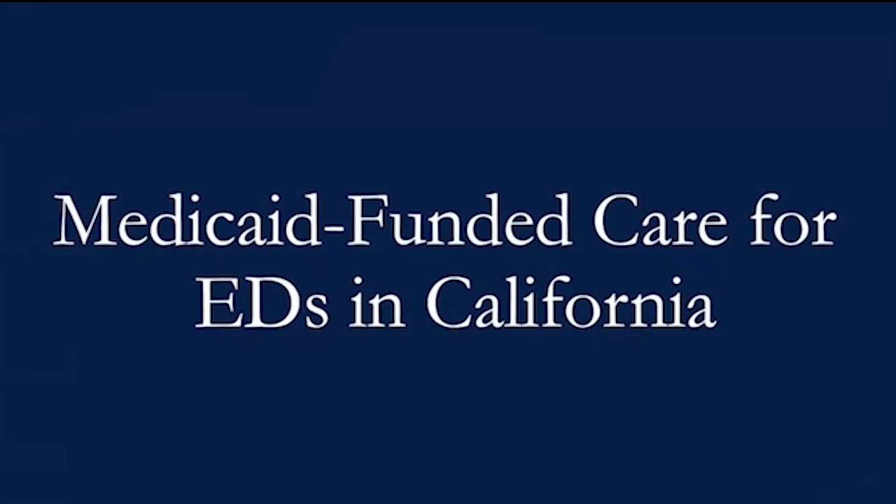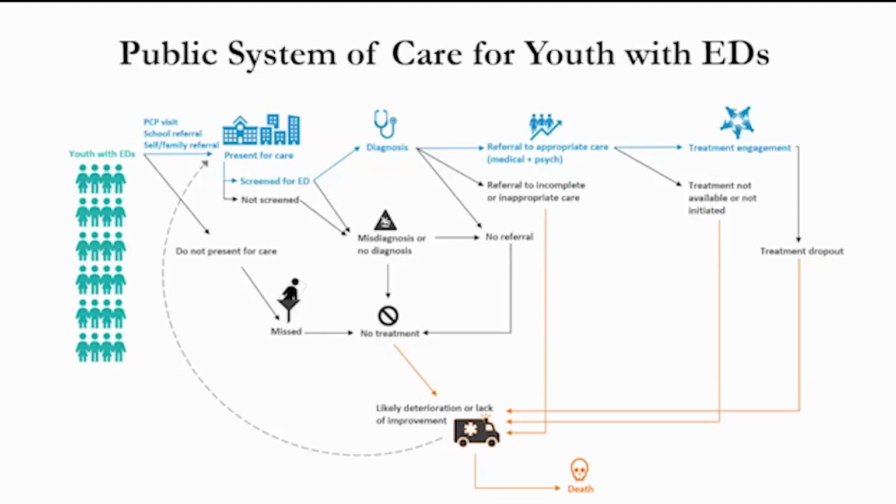So this kind of prompted me to think about, how can we understand the Medicaid-funded system for kids with eating disorders and the kinds of services that they receive. And California was a really ideal state to be able to look at this in because each county manages their own mental health benefits. So we have a lot of variety in how counties end up doing that.